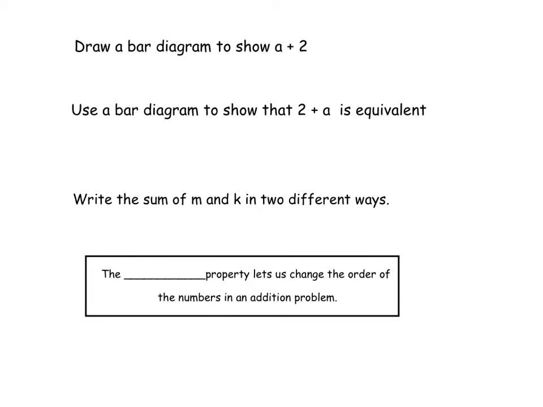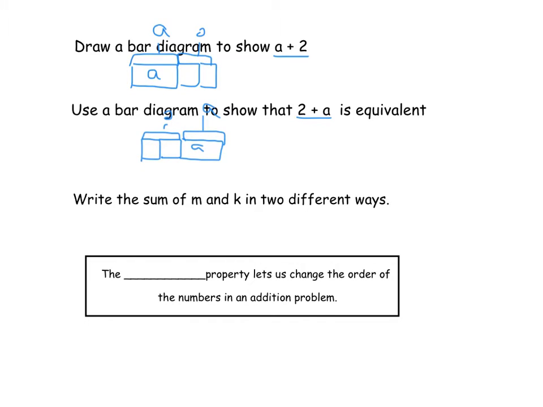It says draw a bar diagram to show a plus 2. I don't know what the number is, but I know it's a number, so I'm just going to make my a that big. And then plus 1, 2. So that's 2, and this is a. Can you please pause and show that 2 plus a is the same quantity as a plus 2?